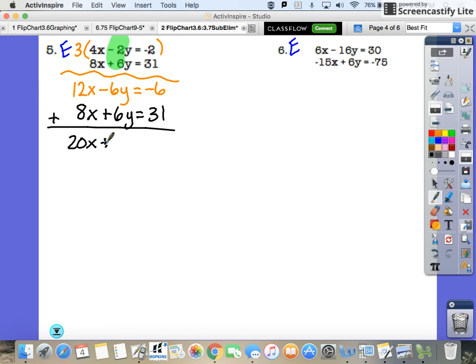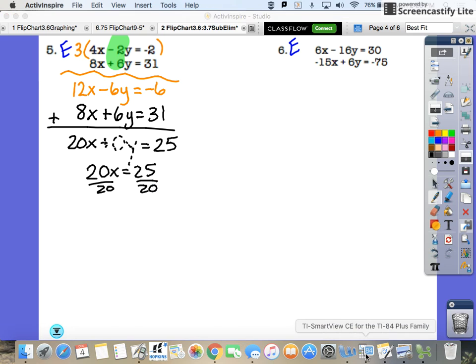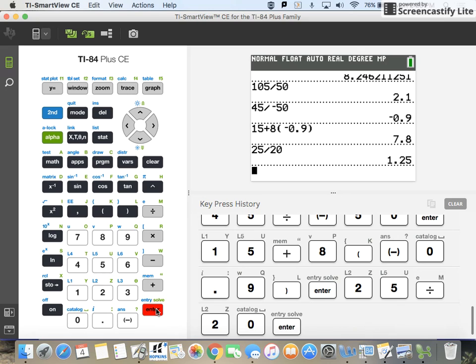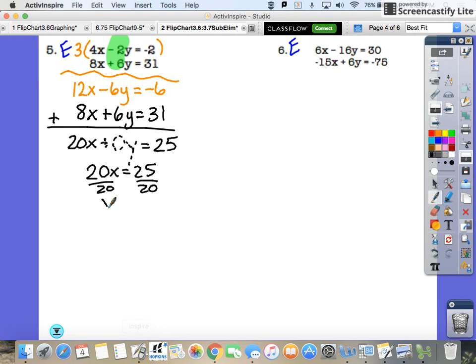These chunga chunga, equals negative 6 plus 31 is 25. So we really have 20x equals 25. Divide by 20, divide by 20. 25 over 20, I'm having brain freeze. 1.25.